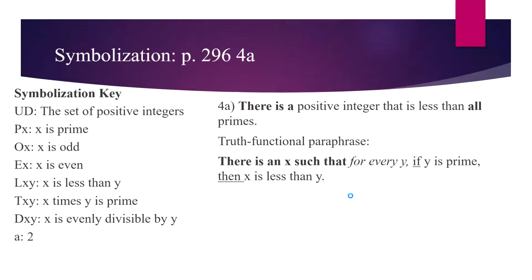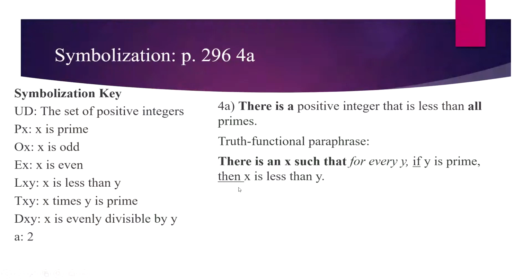So our truth functional paraphrase is there is an x such that for every y, if y is prime, right? Because we want to say that positive integer is less than primes. We need to make sure when we specify this, we're using the y, the same variable we used in the universal quantifier. Then x is less than y. So there is such an x that for everything that's prime, x is less than y.